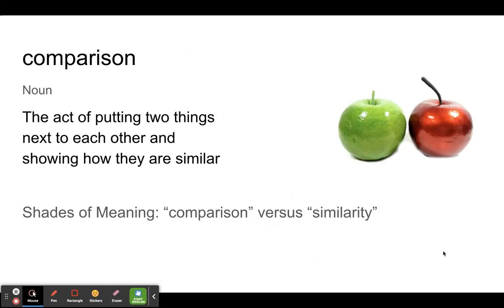Comparison, noun: the act of putting two things next to each other and showing how they are similar. Let's make a comparison between these two objects. They are both round. They both are made to look like apples. They are both shiny. So we put them next to each other and see.